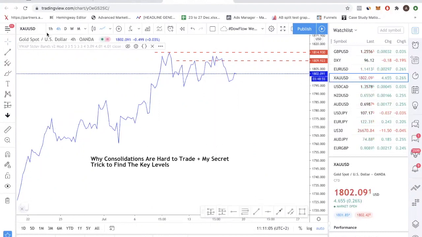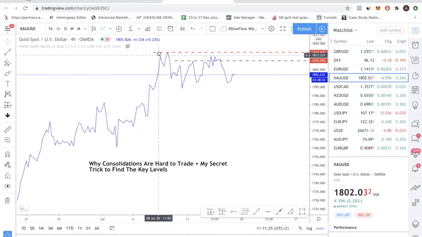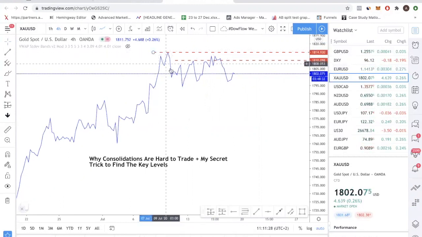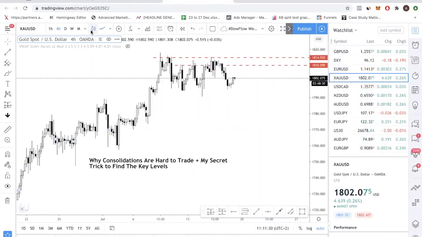All you need to do is switch to the line chart, you can see over here. Then you want to find all the major swing points. You can see this level over here, I actually plotted it here. This is how I get the 1810 level, and how I get the 1814 level is actually just switching to the line chart. Just switch it over, switch back to the candlestick chart, and there you have it. That's how you find your resistance.